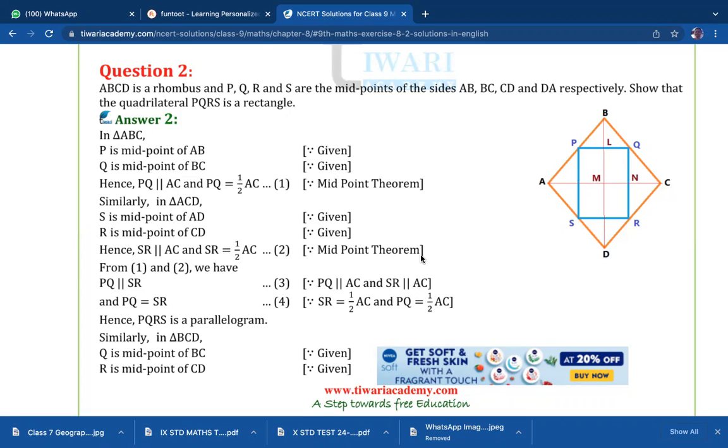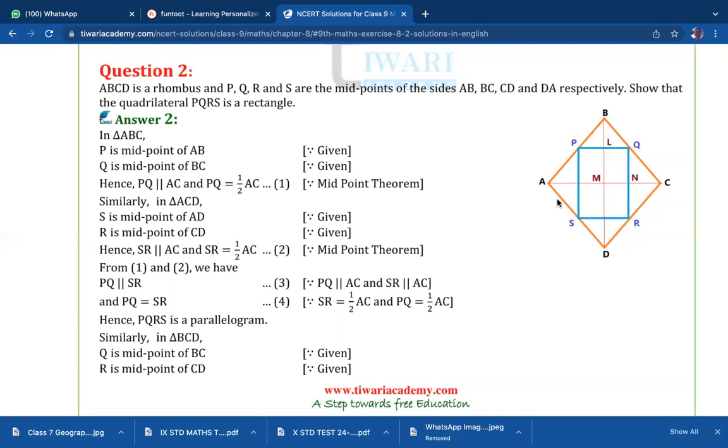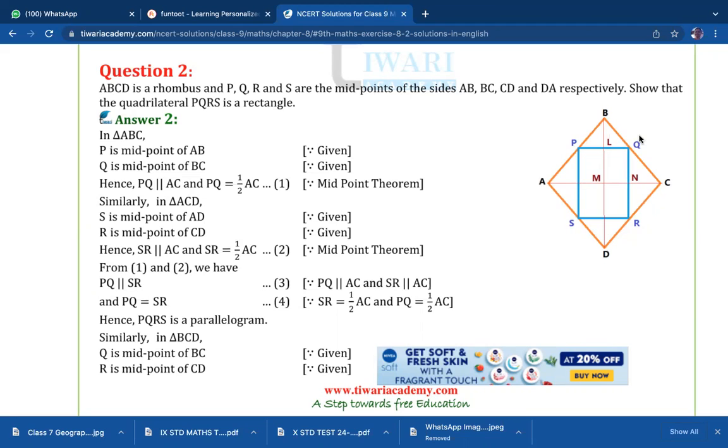On the request of students of 9th standard, I am doing the chapter Quadrilaterals, exercise 8.2, question number 2. Let me read the question first. ABCD is a rhombus and P, Q, R, S are the midpoints of the sides AB, BC, CD, and DA respectively. The question asked is, show that the quadrilateral formed, PQRS, is a rectangle. That means the figure formed by joining the midpoints of these sides of the rhombus together should make a rectangle.